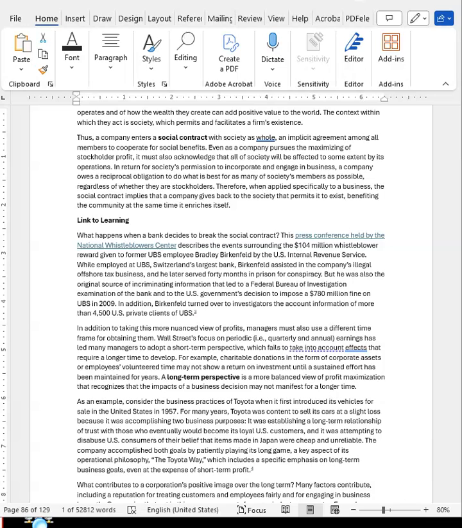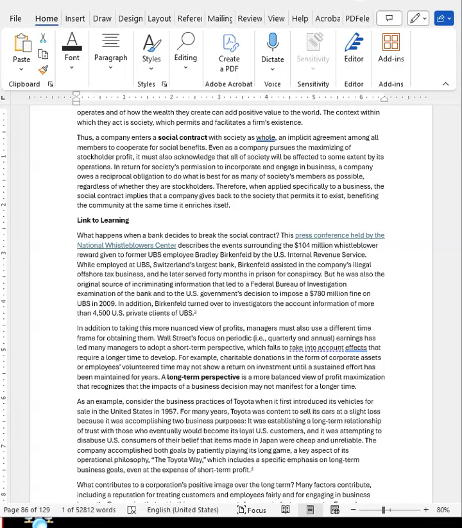The context within which they act is society, which permits and facilitates a firm's existence. Thus, a company enters a social contract with society as a whole, an implicit agreement among all members to cooperate for social benefits. Even as a company pursues the maximizing of stockholder profit, it must also acknowledge that all of society will be affected to some extent by its operations.